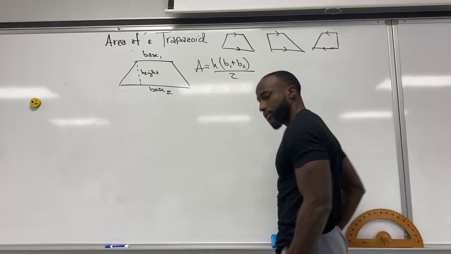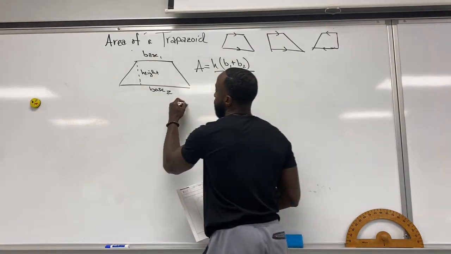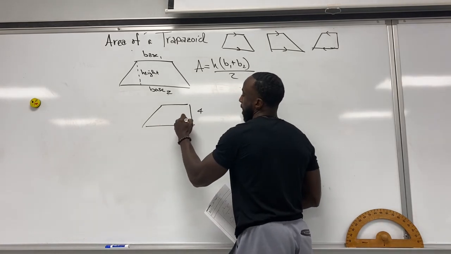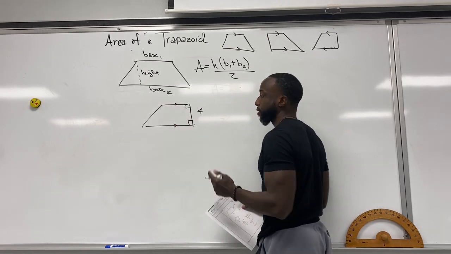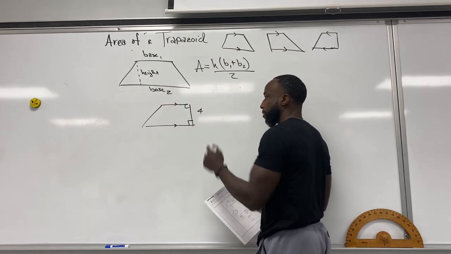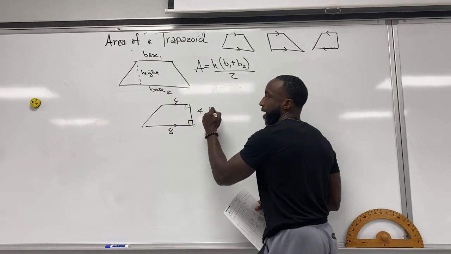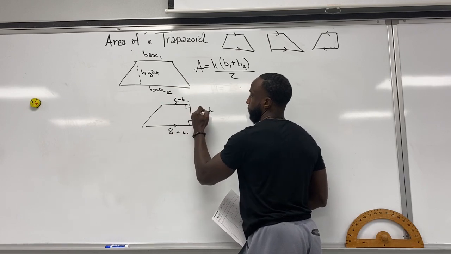Let's check some out. What if I gave you a trapezoid that looks like this, and I said this is the height? Because these are 90-degree angles, this is parallel, so you only have your one set of parallel lines. So that's 4, that's 8, this is 6. So this is your height, this is base 1, this is base 2, right?